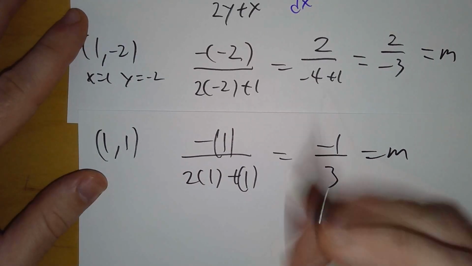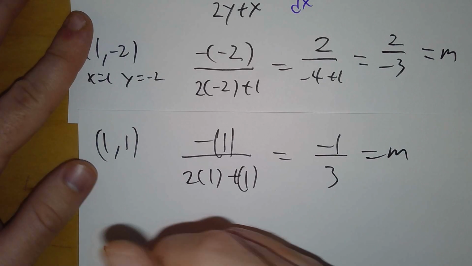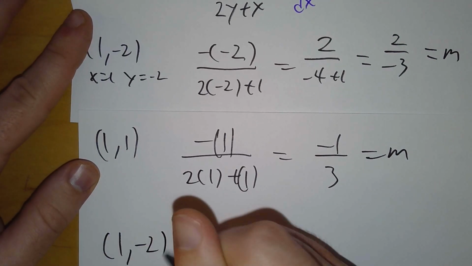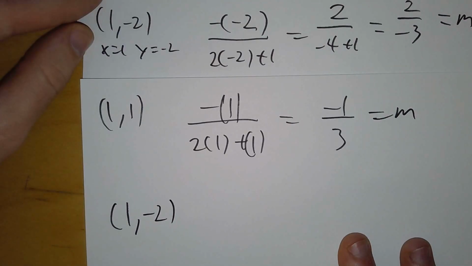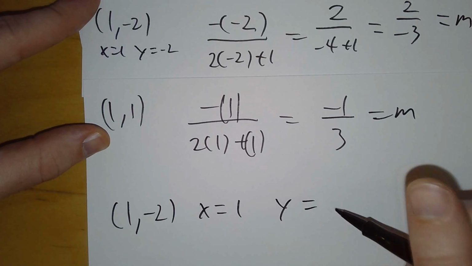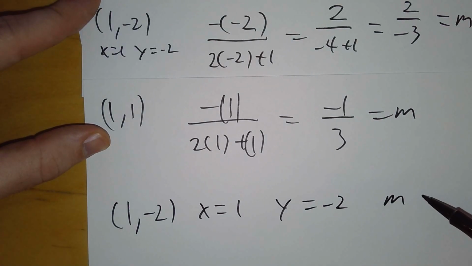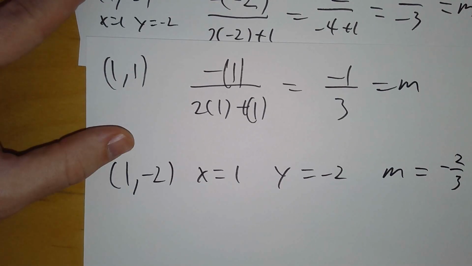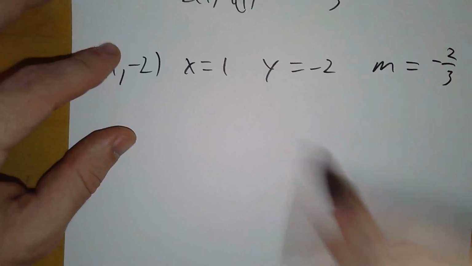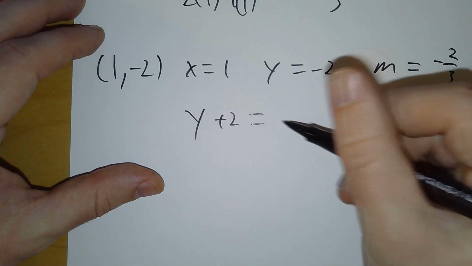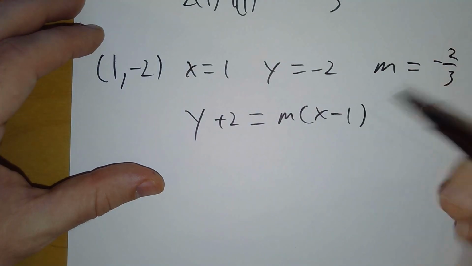We have our line. We have our first point at 1 comma negative 2. Okay, for 1 comma negative 2, my x is 1, my y is negative 2, and my m is negative 2/3, right? So when we write our equation, it's going to be y plus 2 equals m times x minus 1.